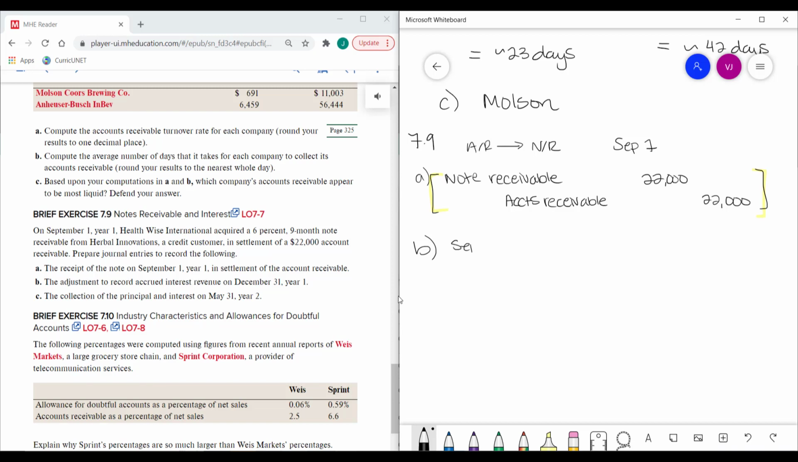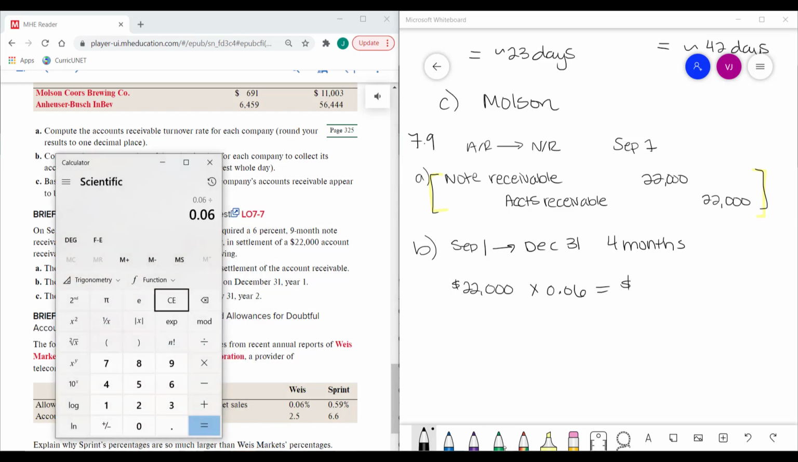Well, from September 1st to December 31st, how many months is that? That's considered September, October, November, December, right? So that's 4 months. So let's first look at what the overall interest is. So it's a 6% 9-month note receivable. So we're going to take that $22,000 note and multiply it by 6%. So remember, unless otherwise noted, the interest rates are in annual amounts, right? So we're going to take 6% times 22,000, and that gives us $1,320. So that's interest for a whole year.